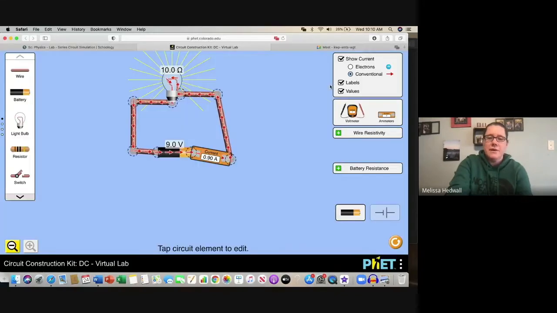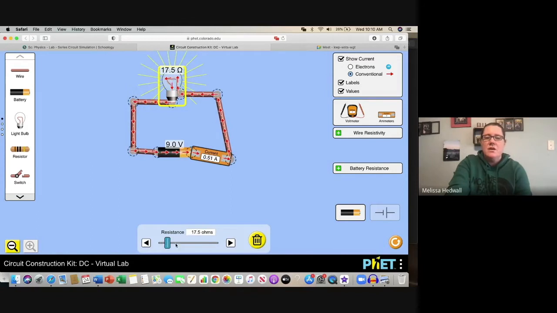So we'll go back to what we have here. And we're going to click on the bulb, and the slider appears. And then we can change that. You can either click and drag like this, or you can use the arrows to sort of go up by halves. And so we're looking at what happens to the current as the resistance increases. So we're starting at 10 ohms and the current is 0.9 amps.